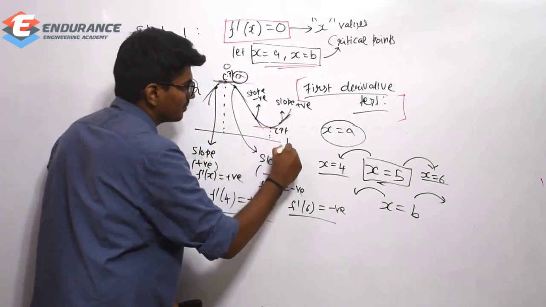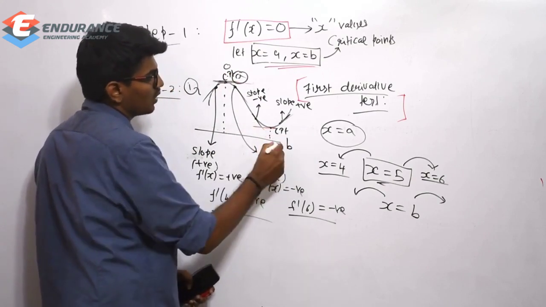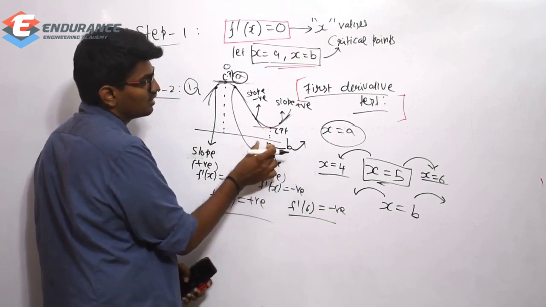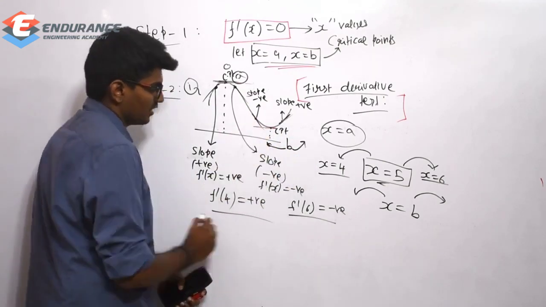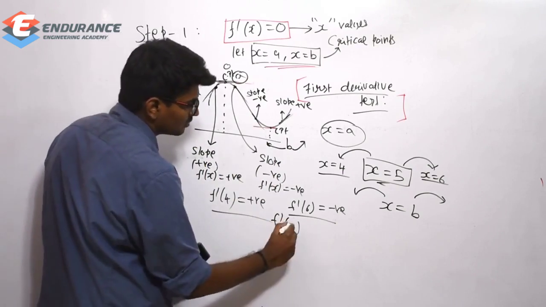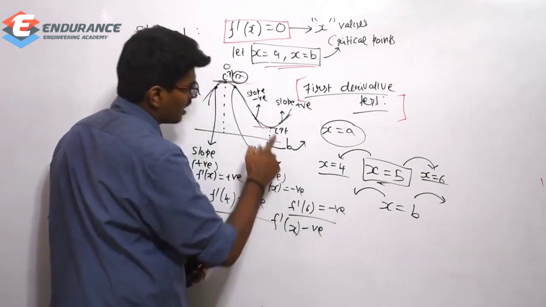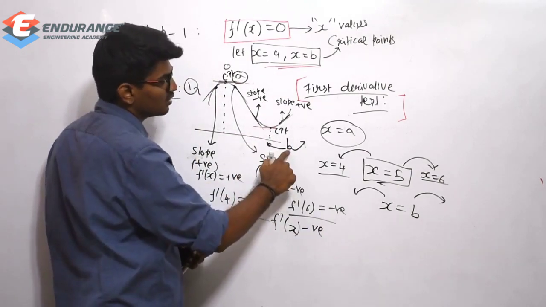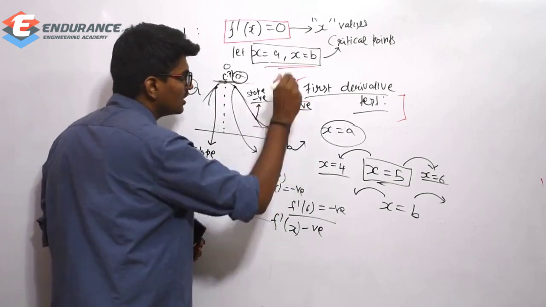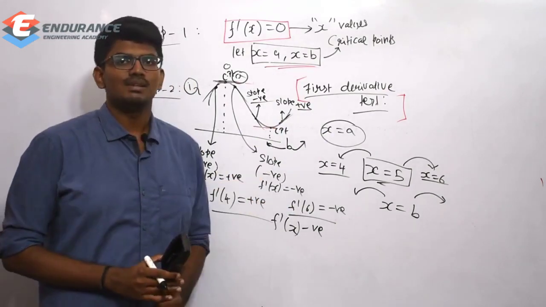And take b. Take one value before b and one value after b, and substitute the value which you took before b in f dash of x. Find f dash of that value, and if that value is negative, and the value which you took after b in f dash of x gives a positive value, then that's it. Your value will be minima.